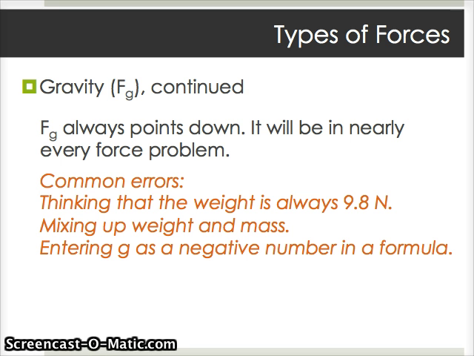And g itself is never a negative number. When an object is only under the influence of gravity, then its acceleration is g, and we often consider down to be the negative direction. So all of those things come into play when we plug negative 9.8 into a formula. But g itself, little g, is a positive value of 9.8.